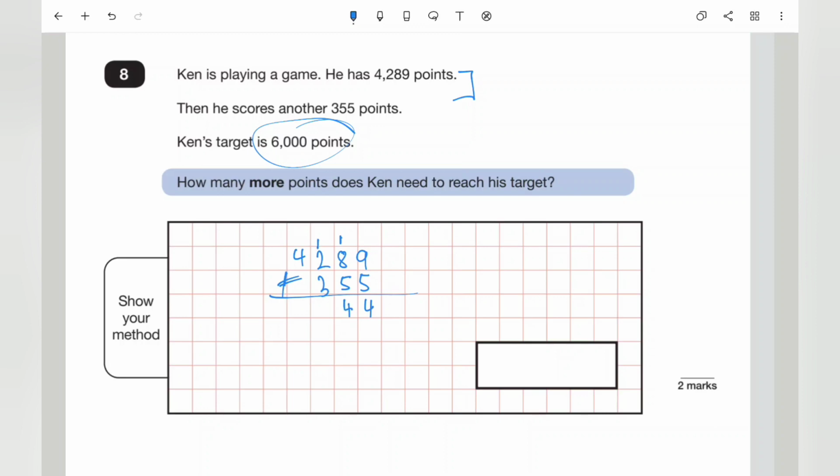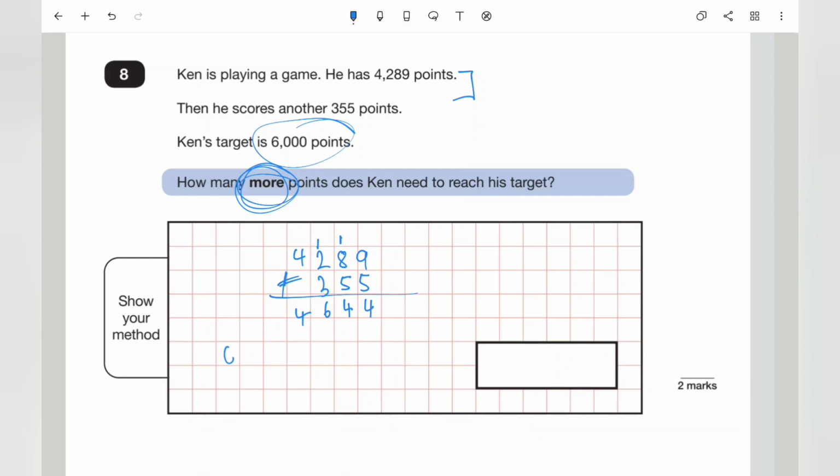Carry over the 1. 3 plus 2 is 5, plus 1 is 6, and 4 plus nothing is just 4. So the total score he achieved, or points rather, he got 4,644. Is that our answer? No, that's not, because they're asking us how many more, look, it's in bold, how many more points does Ken need to reach his target?